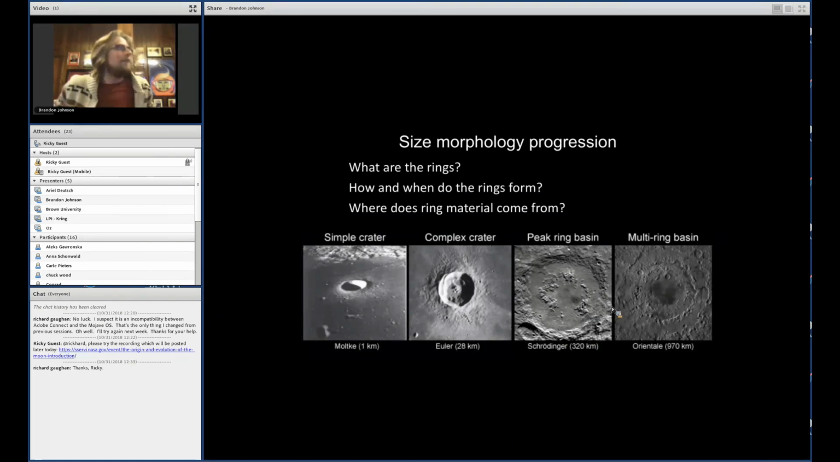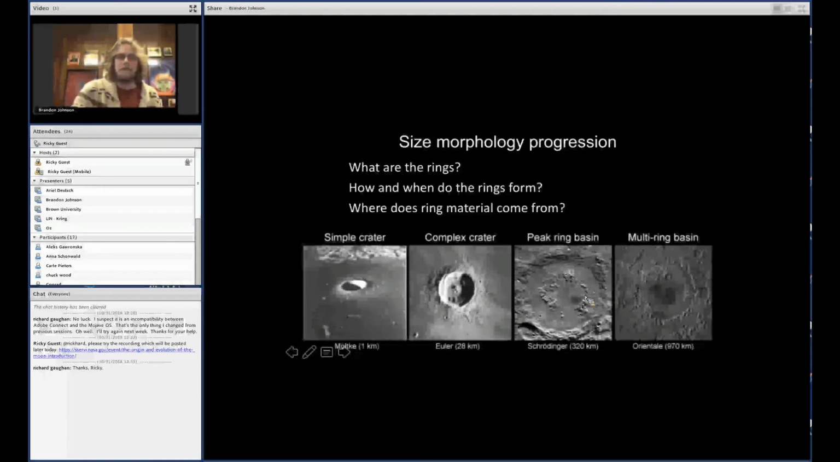So I'm going to go a little bit quick here because I'm trying to make up a couple minutes of time. We touched on this here, the size morphology progression of lunar craters. On the left, we have a nice simple crater. Then we go on to a complex crater. Let's see, you can see the arrows. Okay, there we go. So here we have a complex crater.